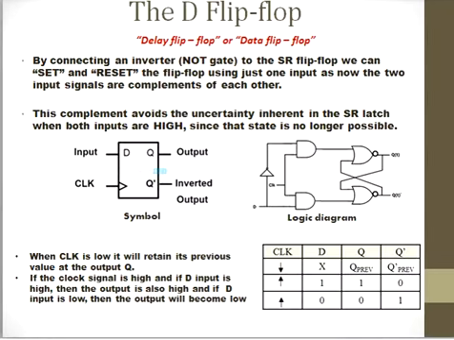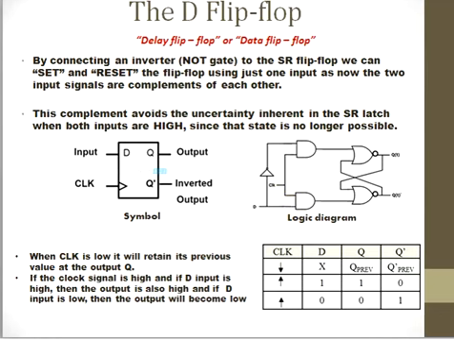As we discussed, the D flip-flop is also called the delay flip-flop or data flip-flop. A simple RS flip-flop requires two inputs, one to set the output and one to reset the output. By connecting an inverter, as you see here, to the RS flip-flop, we can set and reset the flip-flop using just one input, as now the two input signals are complements of each other. If you give 1 here, 0 will go here and 1 will go there. So the condition of both inputs high will be avoided in this case.